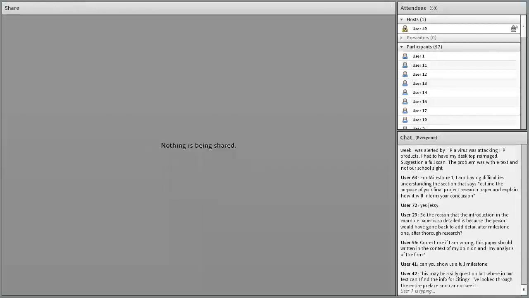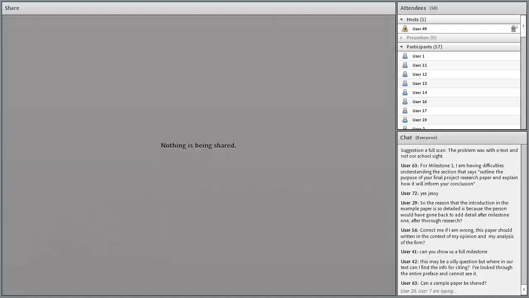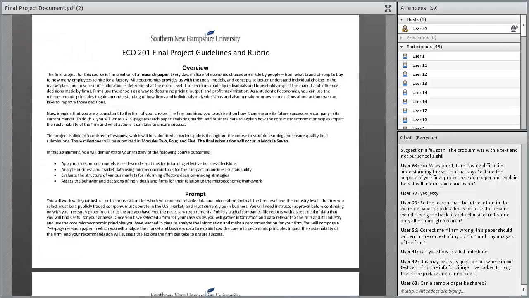Can you show us a full milestone? I can show you, let me see if I have the sample paper, but I'm not sure I have it. Let me see. I don't think I have it. There used to be a sample paper that was shared, but it's not anymore in the classrooms, because then it prevents students from using it. Let me see if this is it. No, this is the final project guidelines.